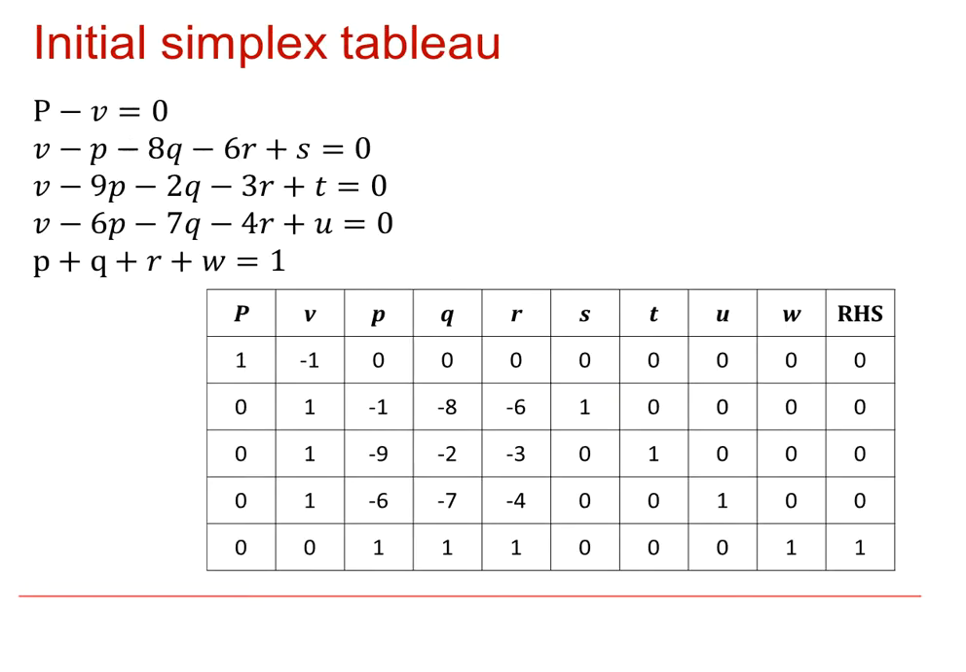So here we have the constraints put into an initial simplex tableau. Note that this top row is the objective function row. And then we can see, for example, that v minus p minus 8q minus 6r plus s is this one here, where we have v minus p minus 8q minus 6r plus s, and then the 0, and so on for the remaining 3 constraints.